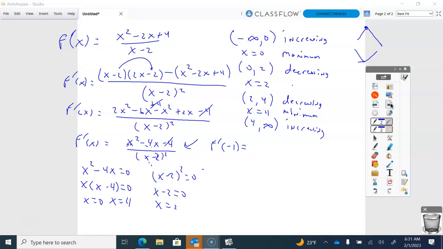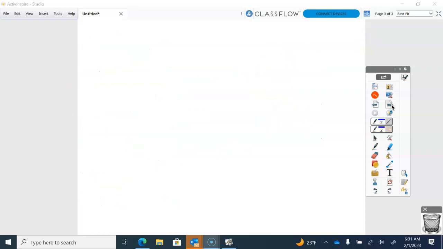We also have a second derivative, so let's keep going. So let me see here. The first derivative is that, right? So now I'm going to get going. So then the first derivative was this: x squared minus 4x all over x minus 2 squared.